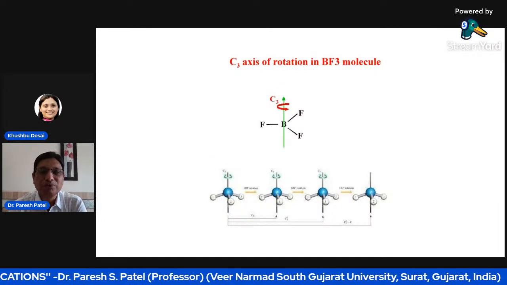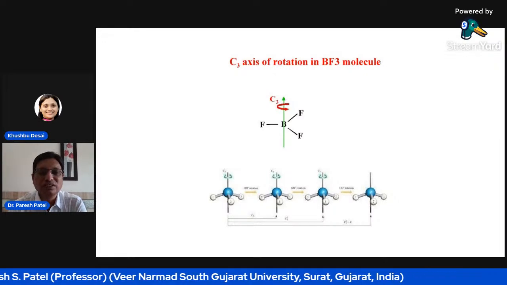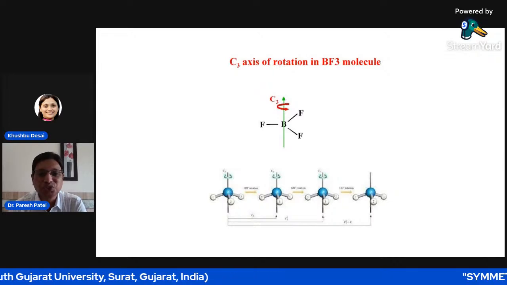This is the C3 rotation of the BF3 molecule. If we rotate this molecule along the main principal axis, we get the equivalent orientations 1, 2, 3, and 4. Next one, please.